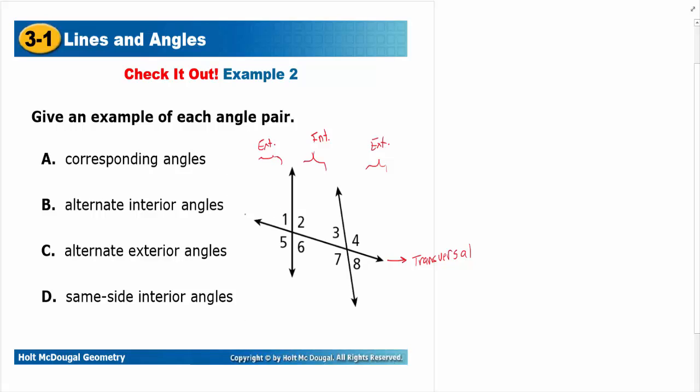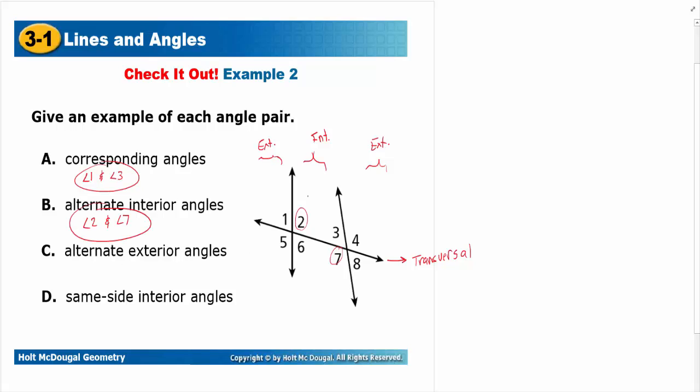So I'm going to start here with angle 1, corresponding angles. I'll go angle 1 and angle 3. They're both on the top left of those sets. Alternate interior, I got angle 2. I'm going to say angle 7 because it's on the alternate side of the transversal, and they're both in the interior. Angle 2 and angle 7.